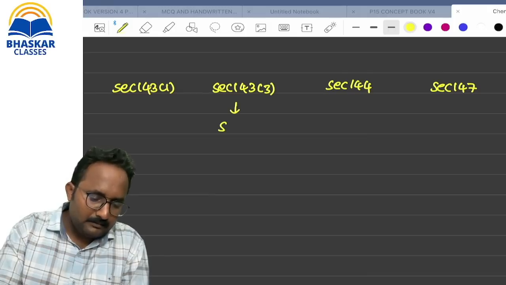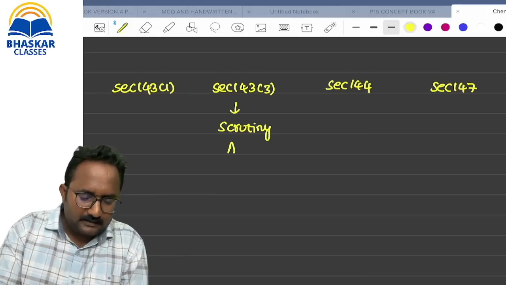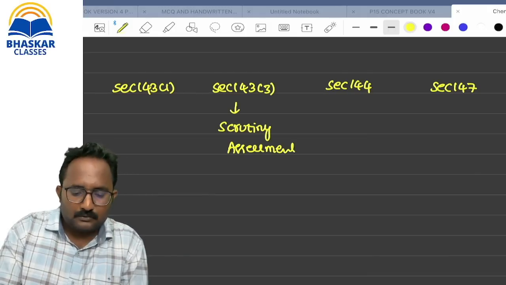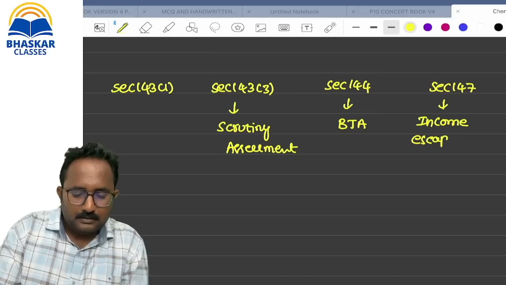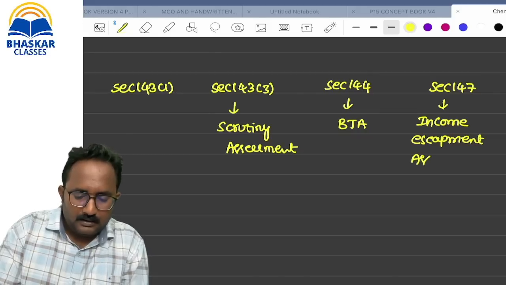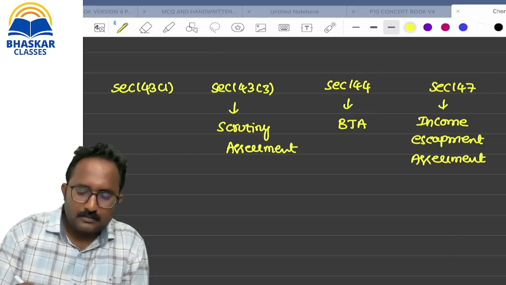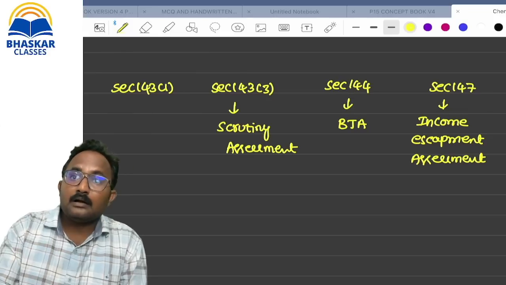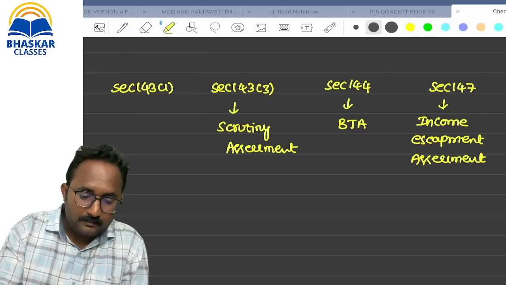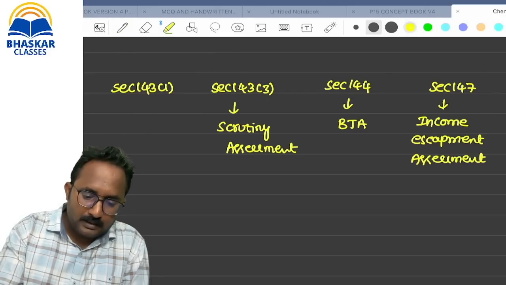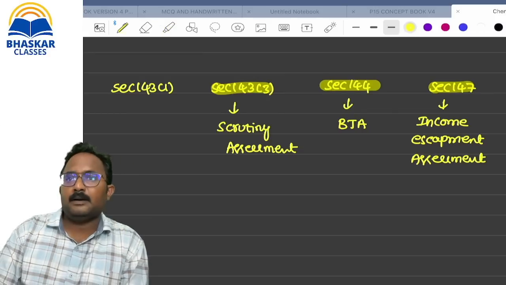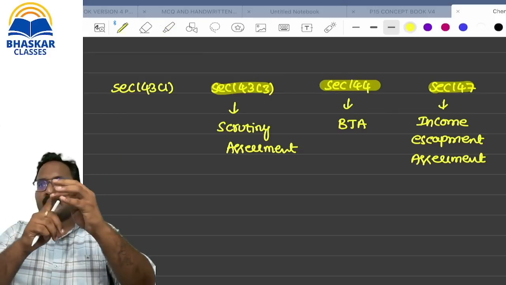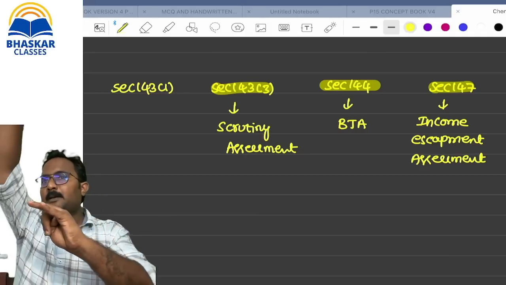What assessment is this? Scrutiny assessment, covered in assessment procedures. This one is best judgment assessment. This one is the income escapement assessment procedure. These are all assessment orders only. So orders passed by the Deputy, Assistant, or ITO can be appealed before whom?